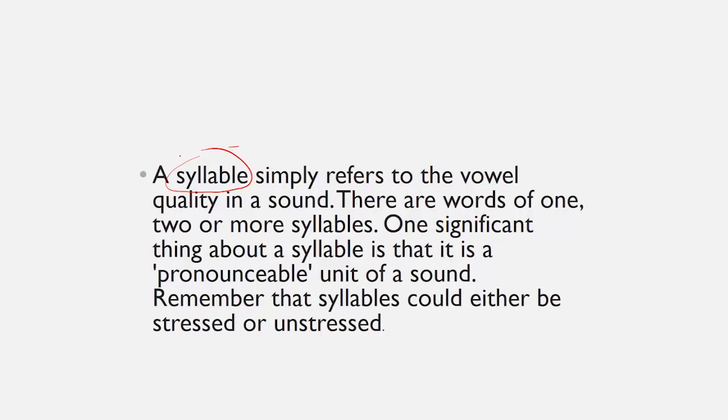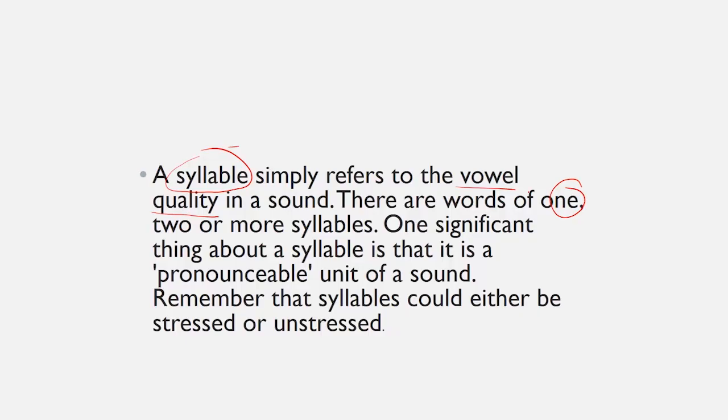Let me say that a syllable simply refers to the vowel quality in a sound. Remember, the vowel quality in a sound. The pronounceable vowel quality in a sound is simply called a syllable. Syllables can be one, two or more, so we speak of words of one syllable, two syllables, or more syllables. Sometimes you can call them polysyllables.